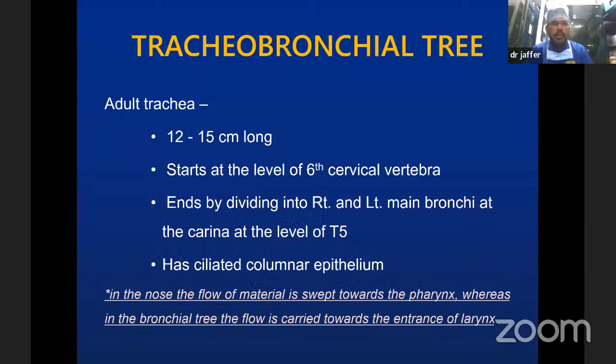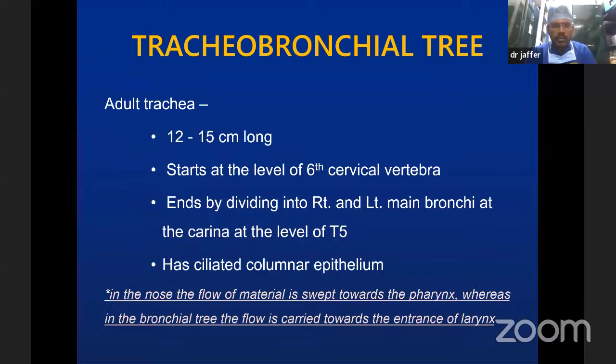So the tracheobronchial tree. The trachea starts from C6 to the upper border of T5, anatomically from the lower border of the cricoid cartilage. In adults, it is usually 12 to 15 centimeters long. In neonates, we can find 3 to 4 centimeters, and in the pediatric population, it is 7 to 10 centimeters.